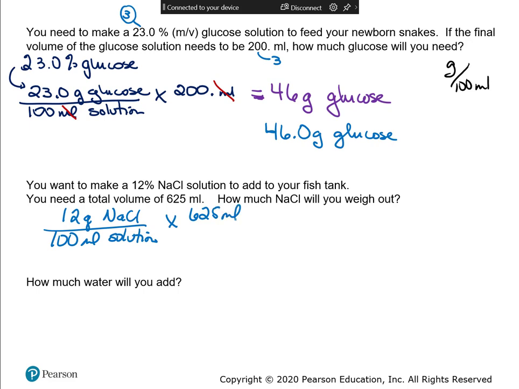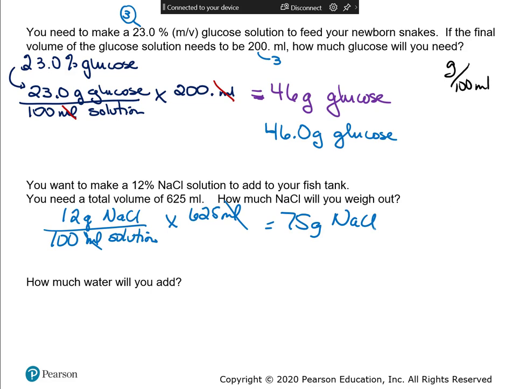Mass, concentration times volume. See how milliliters and milliliters cancel? So now you've got to take 12 times 625, and then divide it by 100. What did you get? Everybody get 75? Good. So now you know you'd put 75 grams of sodium chloride in, add water to make 625.